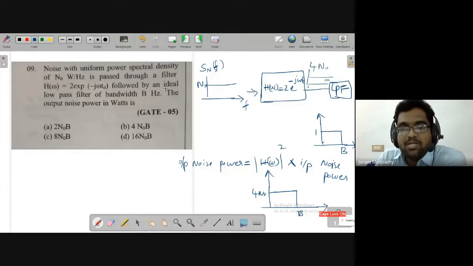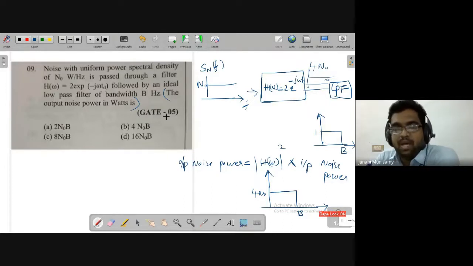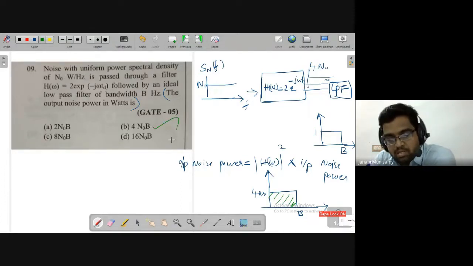So what they are asking is, at the output of the low pass filter, how much noise power will be there? I know the shape at the output of the low pass filter. This is the spectrum shape. Then you just take the area, that is the power. So 4 N0 B is the answer.